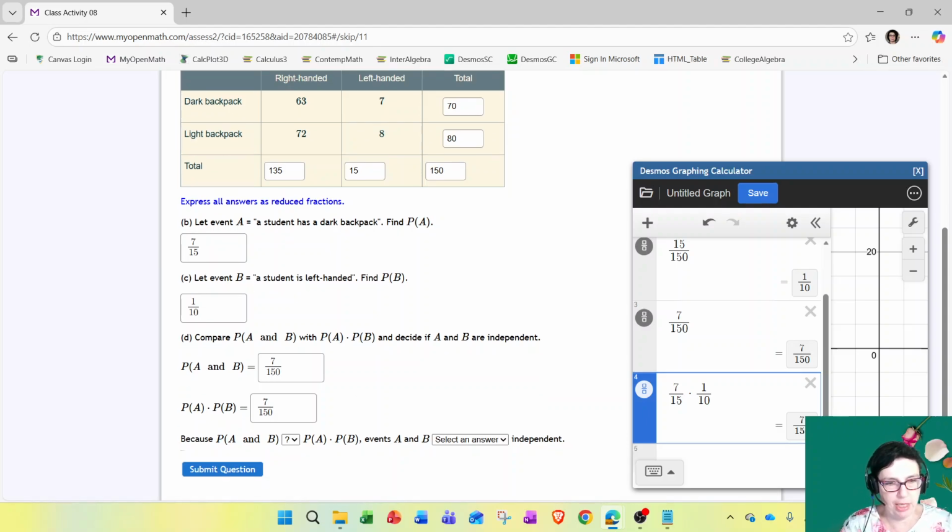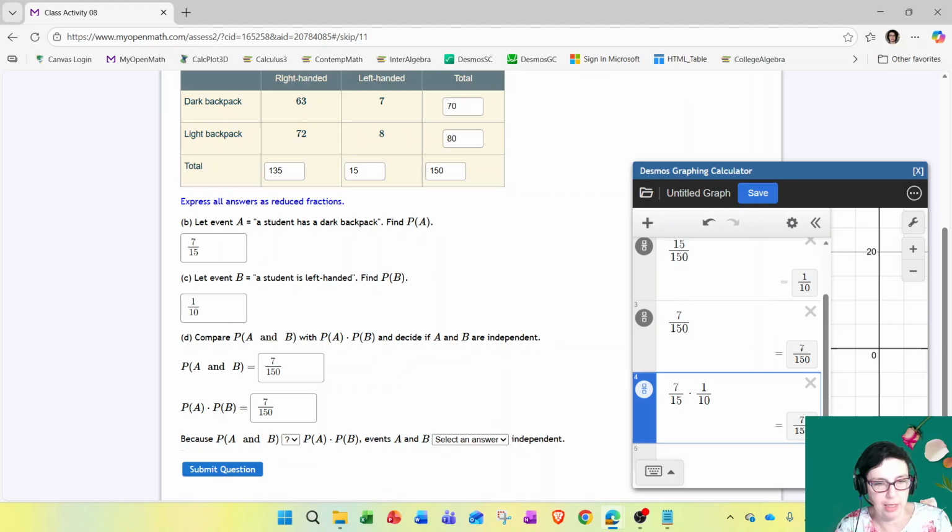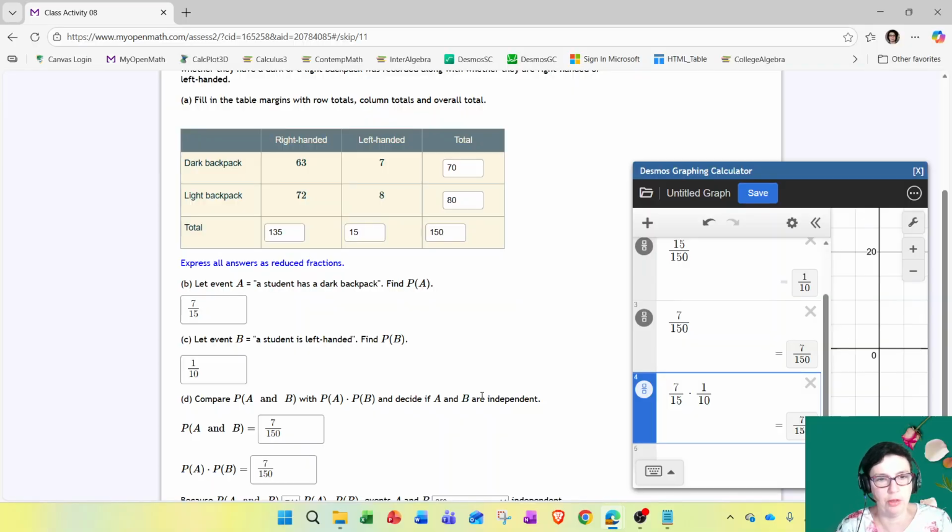So as you can see, these two answers match, right? And if they do match and they have to be exact, then over here we're going to say, okay, well, these two things are equal, which means that the events A and B are independent, which should make sense because the color of your backpack should have nothing to do with whether you are right-handed or left-handed.